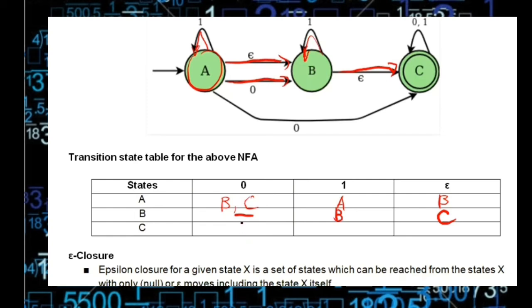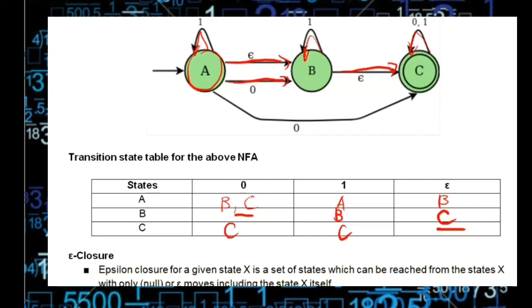Then C, you input 0. Is there a destination? Yes, itself. So C. Then you input 1, you still go to itself. C, self-loop. And then you input epsilon or null. Is there any going to the left from this final state? None. So blank. That's it.